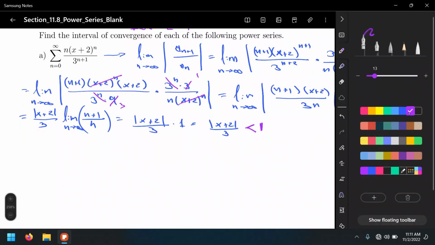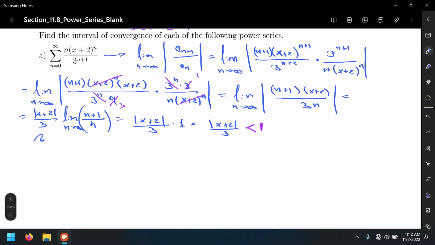Well, I'm going to take this inequality on the side. That's the absolute value of x plus 2, over 3, less than 1. I'm going to multiply both sides by 3. That's going to be the absolute value of x plus 2 less than 3. And writing this absolute value inequality as a compound inequality, that's going to be x plus 2 less than 3 and also greater than negative 3. Right? That's how we solve this kind of absolute value inequality.